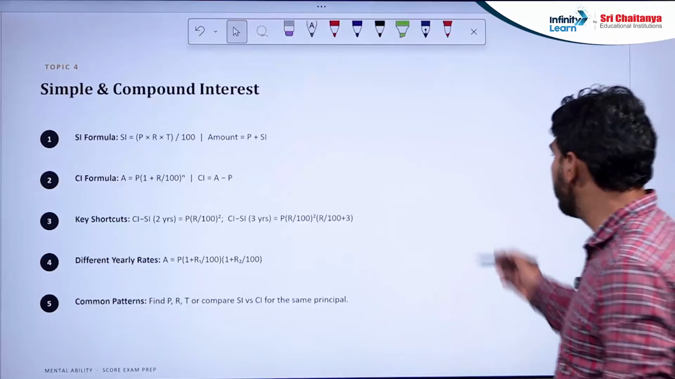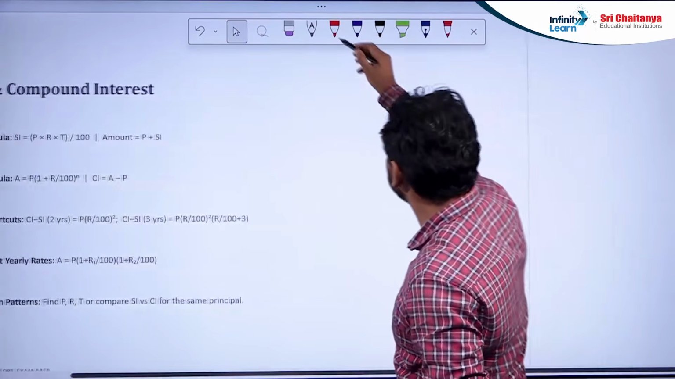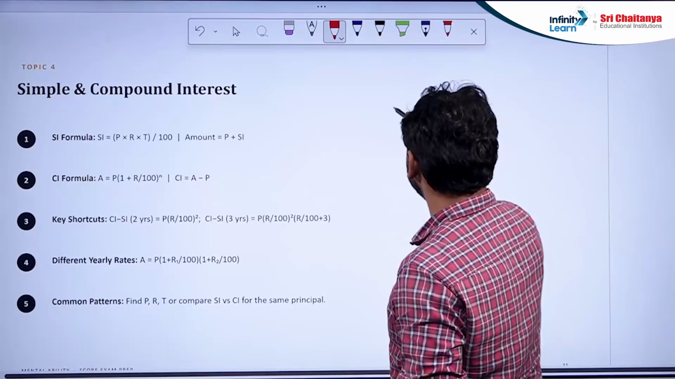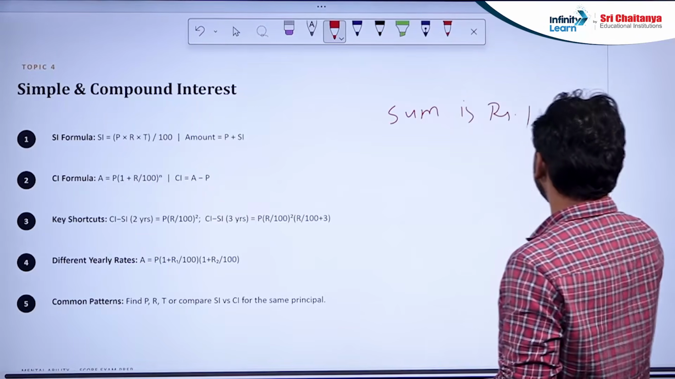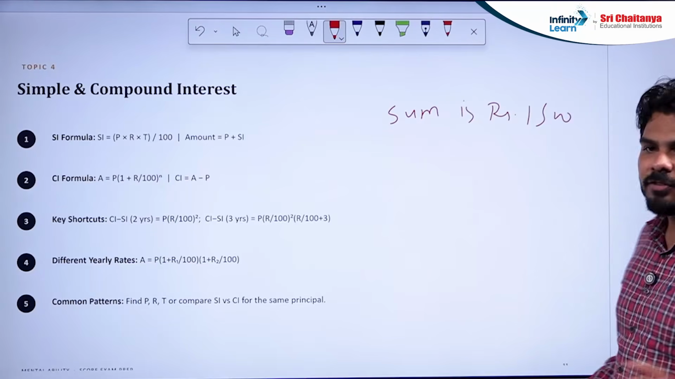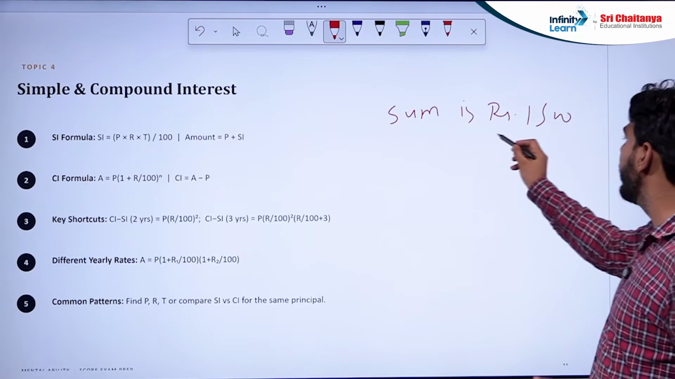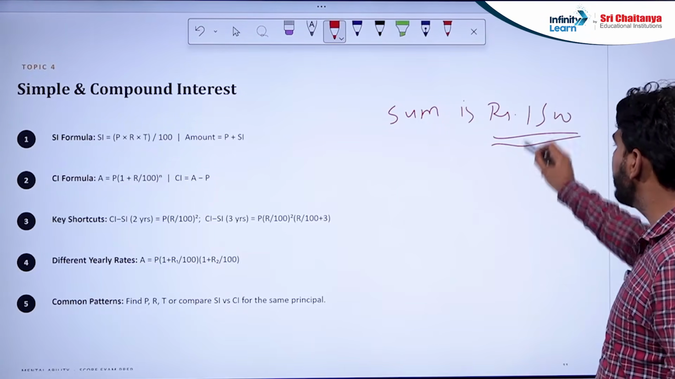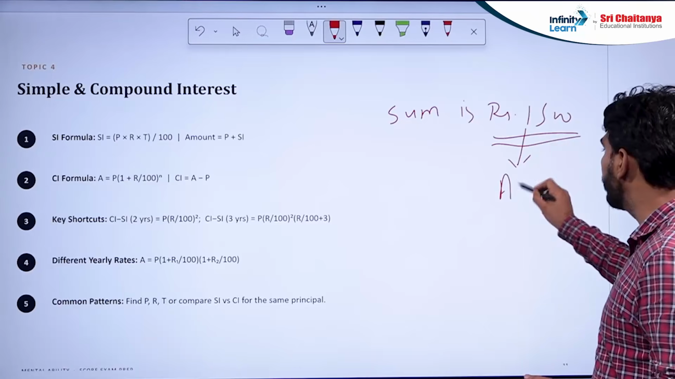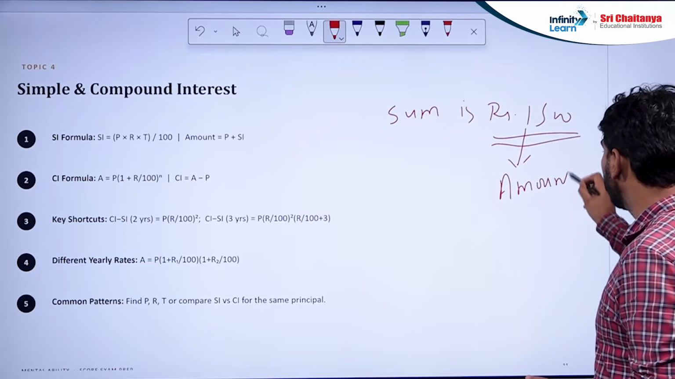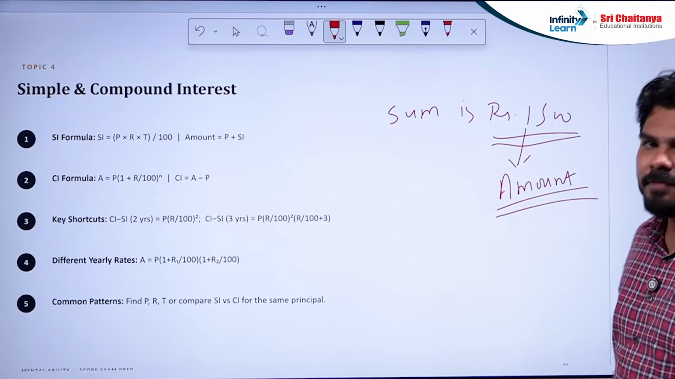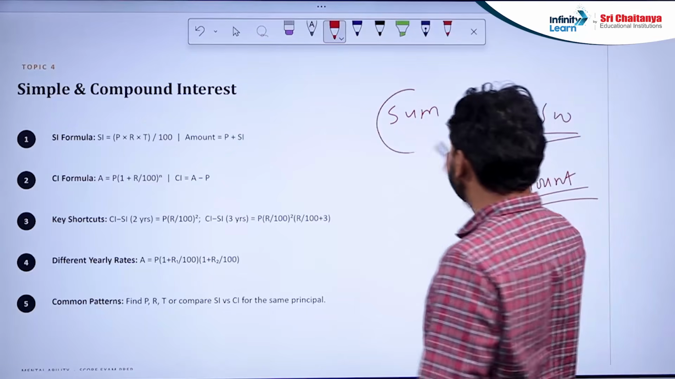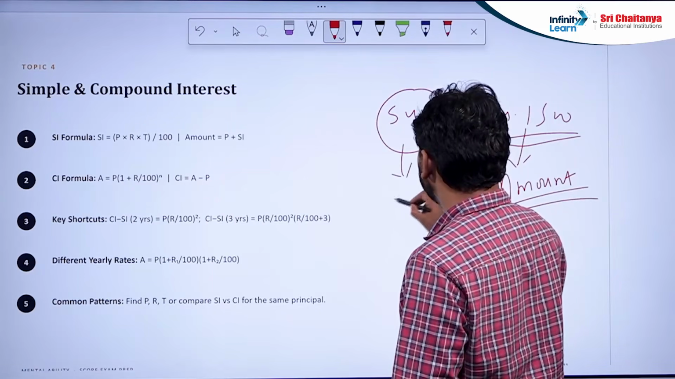Suppose you are given that the sum is rupees 1500. Now what the students will do is consider 1500 either as simple interest or as the amount, and they will start solving the question. This is the biggest problem that they have. Wherever sum is written, it means only one thing: that it is the principal.